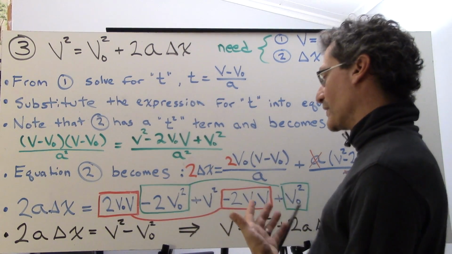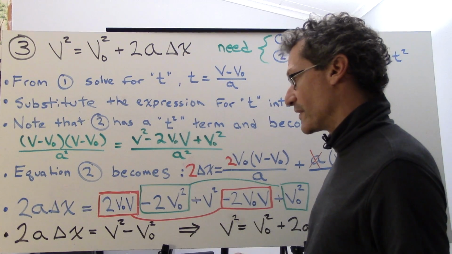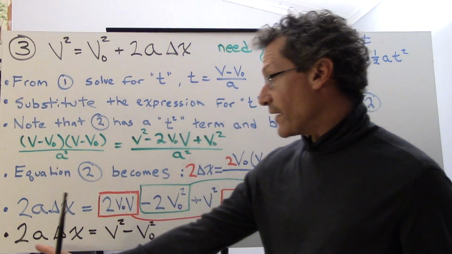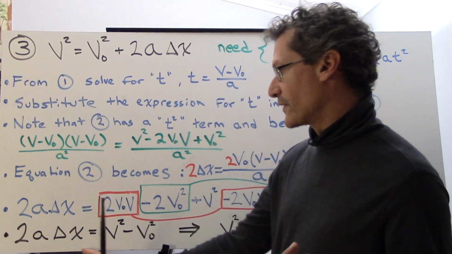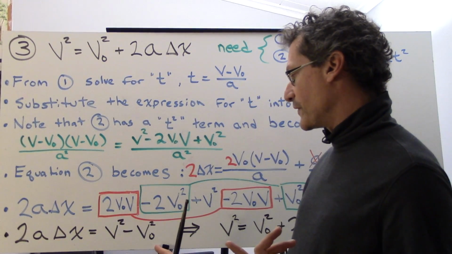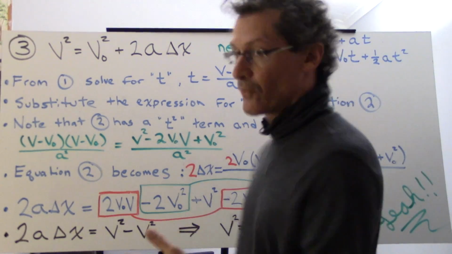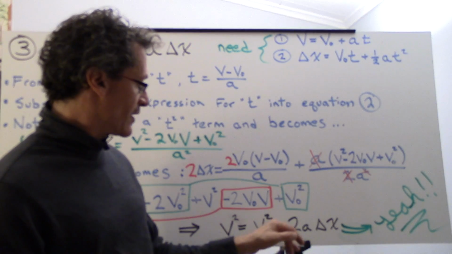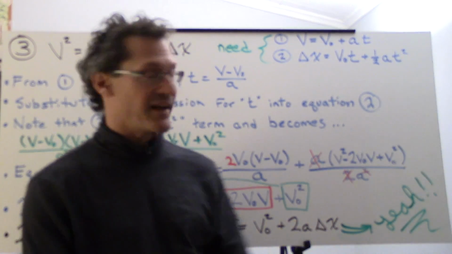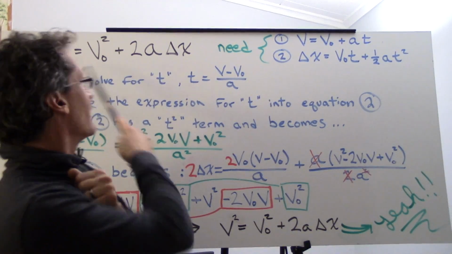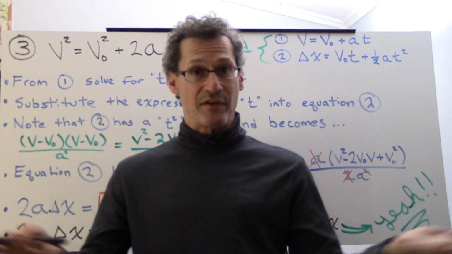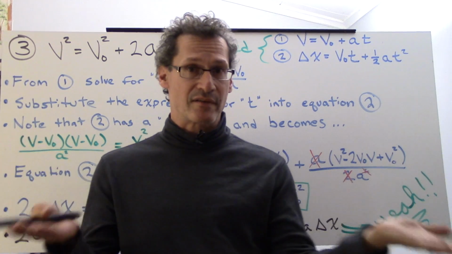Okay, so what does that look like? Once I do everything, it just simplifies to this. All this stuff over here now looks like that. So we have 2a delta x equals v squared minus v naught squared. This yields v squared equals v naught squared plus 2a delta x. Yeah, we got it. Okay, so lots of crazy algebra, but very followable, very much within our skill set, expected that you can do this.